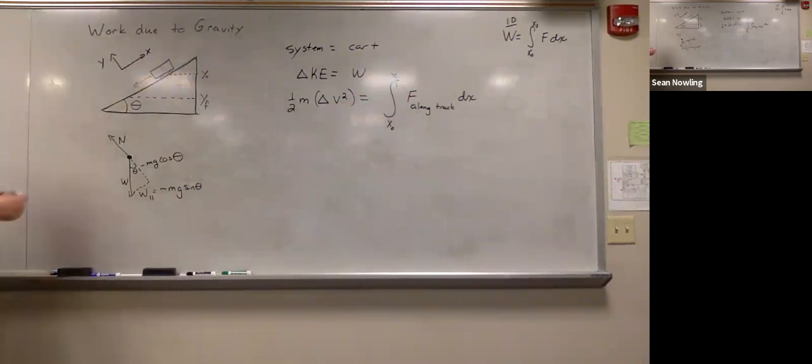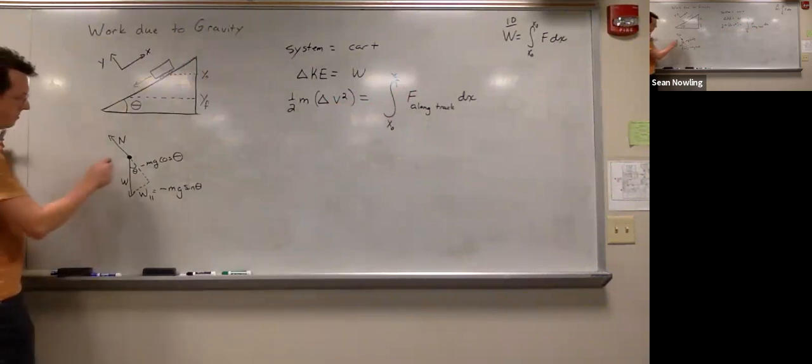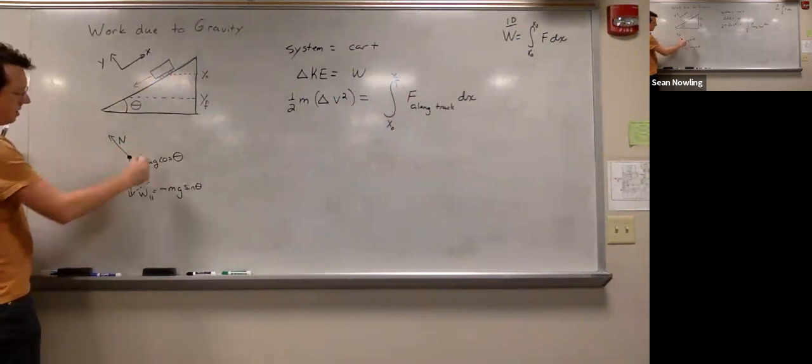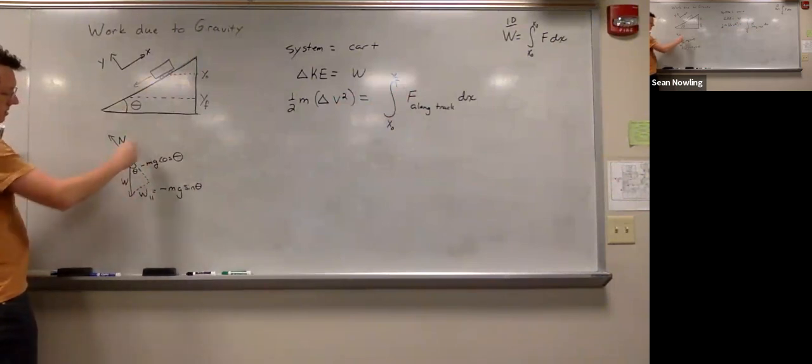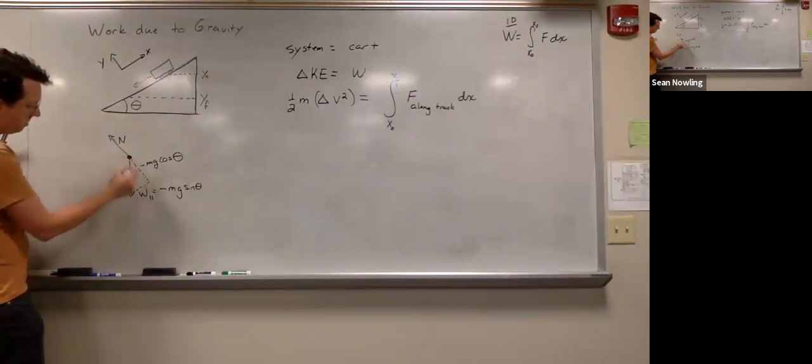Another observation is that, I guess I'll change colors here. The track lies parallel to W perpendicular. And if you think about it, the angle to the track is not theta.